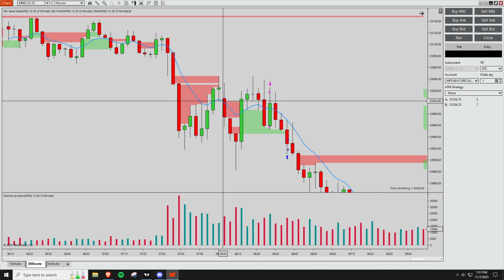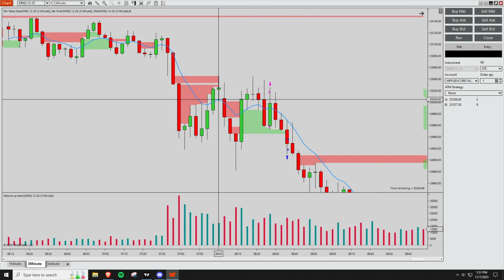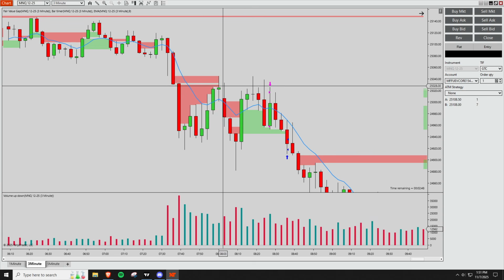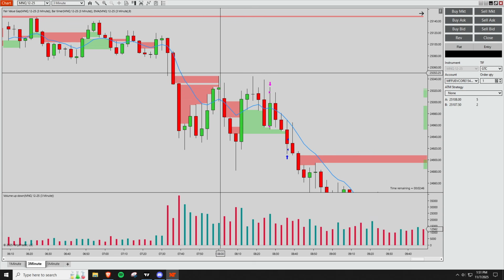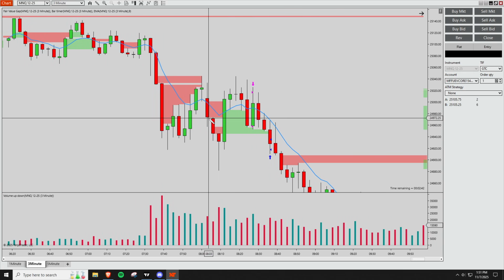It closes on the right side below the 9 EMA, and it closes below. And it's not too big of a candle. It's within the average true range. And so that would have been a good short here.